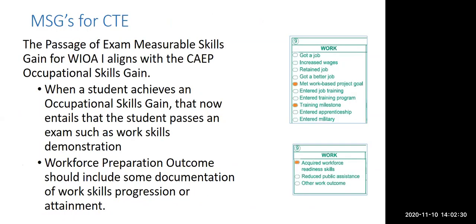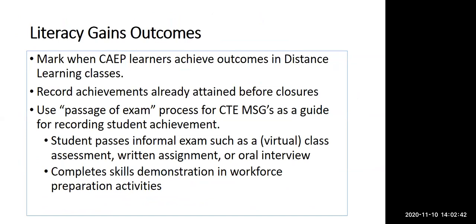Moving on, here are some screenshots. These are the specific bubbles or check boxes in TE that correspond to occupational skills gain and workforce prep milestone. Here's why we're including this in the training. In the trainings we did in June and July, we started talking about the fact that we're in distance learning, and it sure looks like distance learning is here to stay.